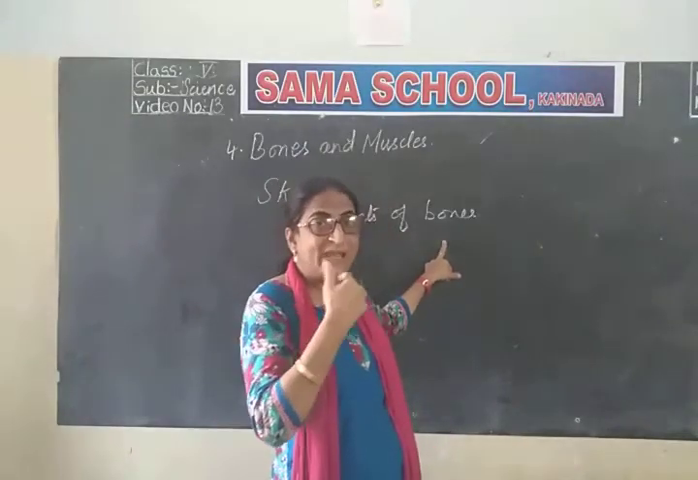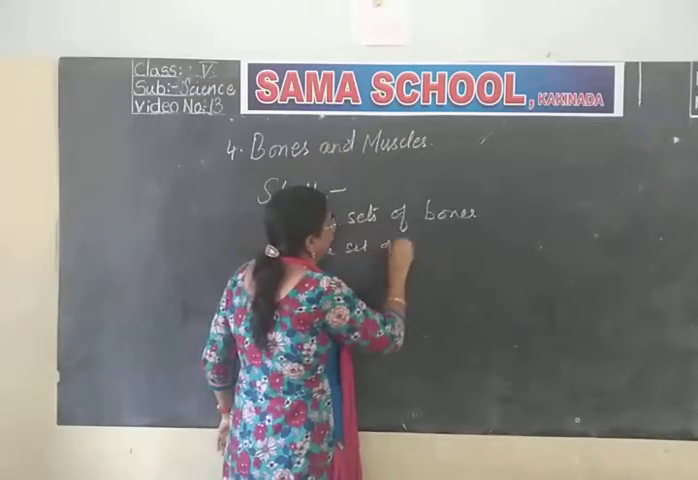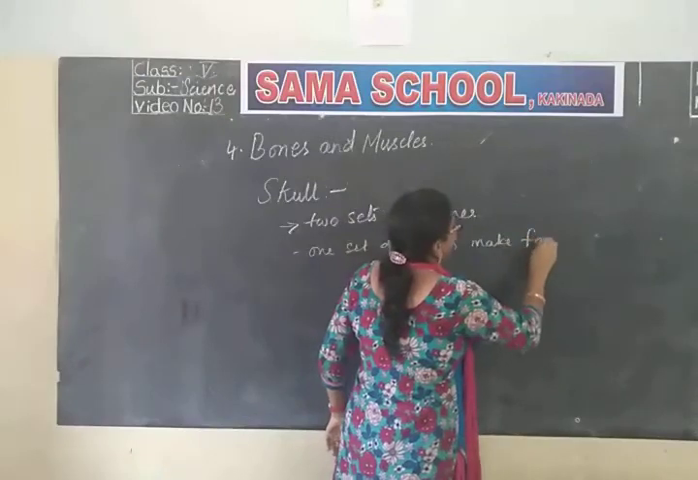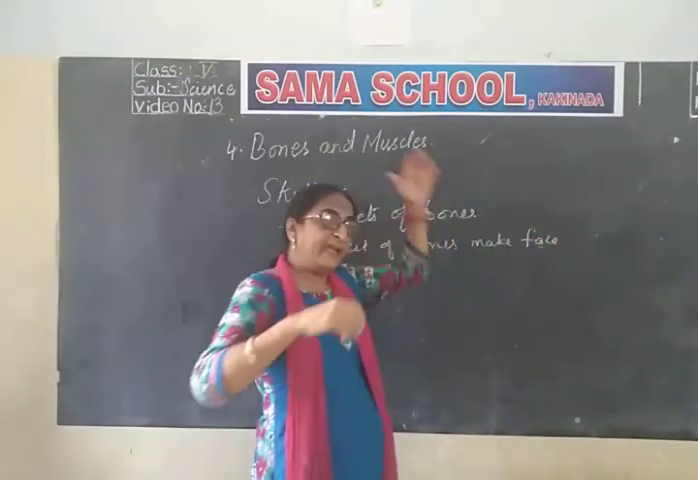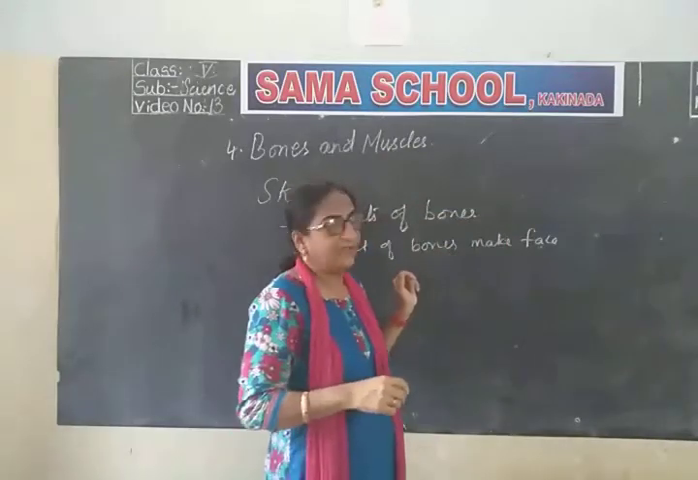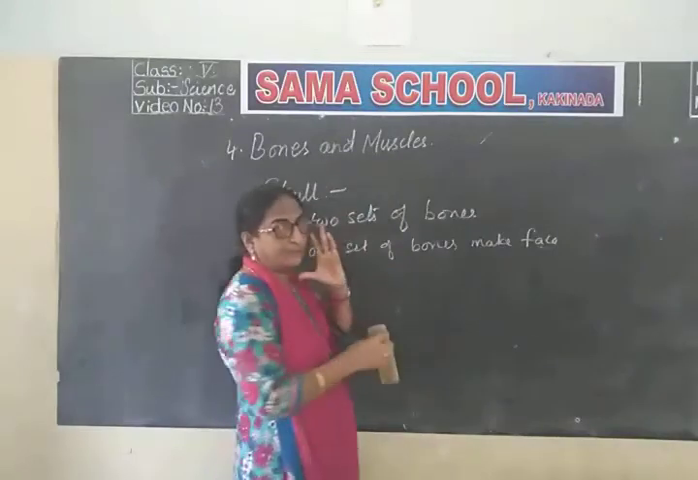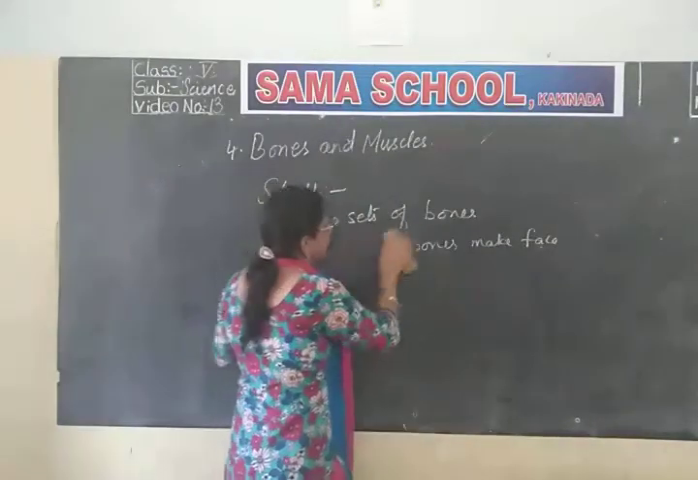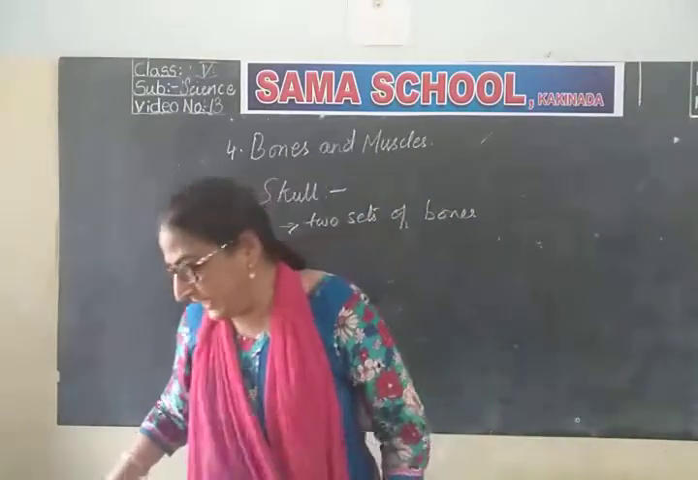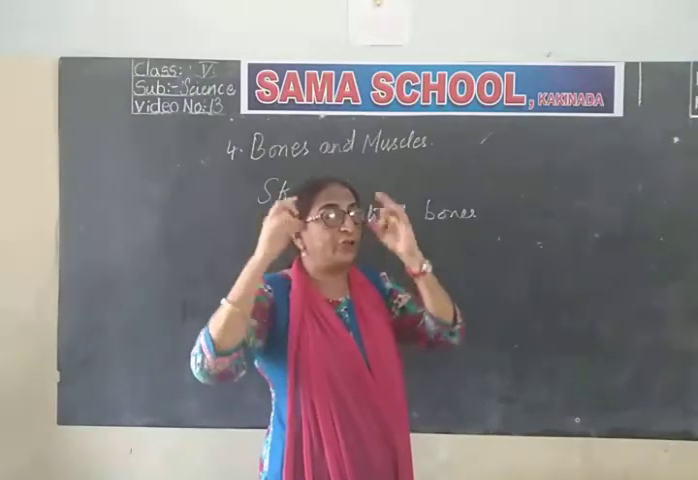One set of bones makes the face. And the other set makes the forehead to the back portion of the head. Do you understand? So in that way we have two sets of bones in the skull. One set makes the bones of your face and the other set makes the forehead and the back portion of your head. There are 8 interlocked bones that protect your brain.